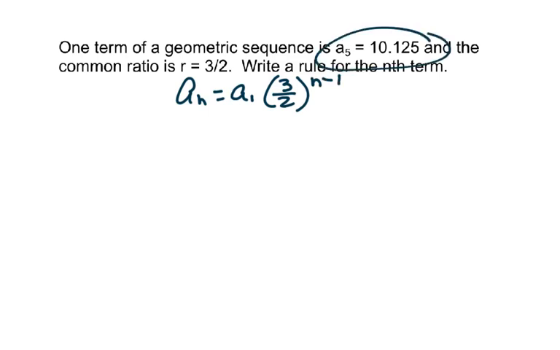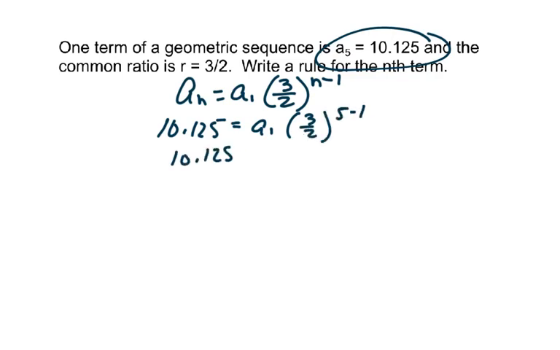We're going to use the point we're given, which is a sub 5. So 10.125 equals a sub 1 times 3 halves to the 5 minus 1 power. So 10.125 is going to end up being divided by 3 halves to the 4th power, and that's going to be our a sub 1 value. So I'm going to throw that into a calculator just to make my life easier.